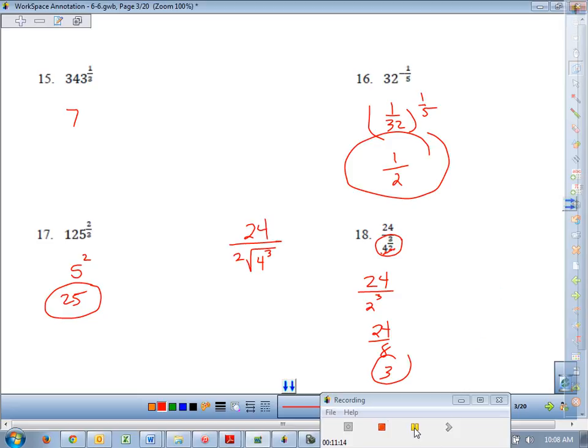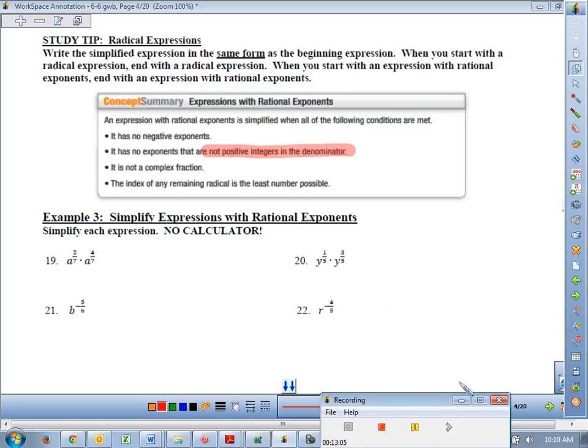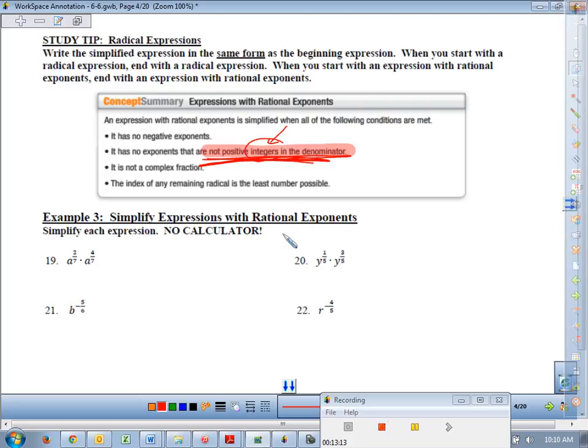Pretty simple. So over here, again, the main rule, put a box around this. For this to be simplified, you can't have exponents that are not positive integers in the denominator. The magic word is integers. Got to be an integer in the denominator. Can't have a rational exponent in the denominator, just like you can't have a radical in the denominator. It's the same concept.